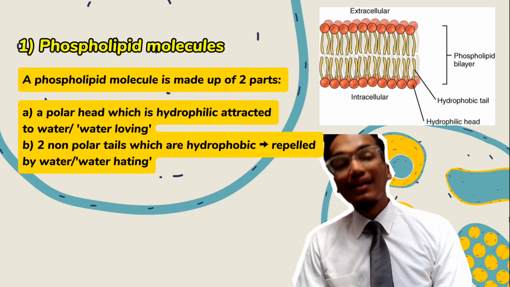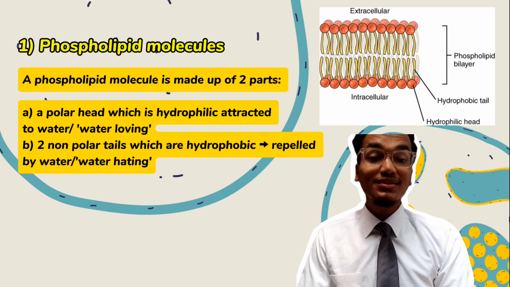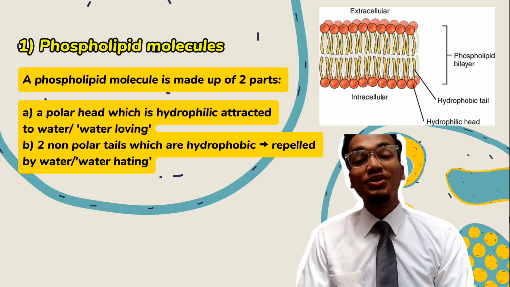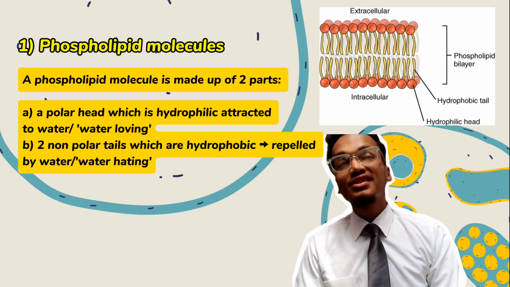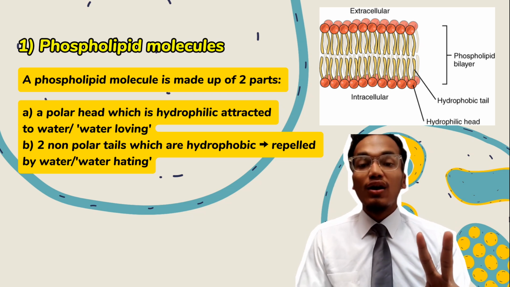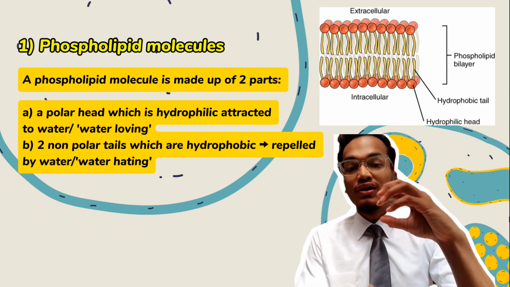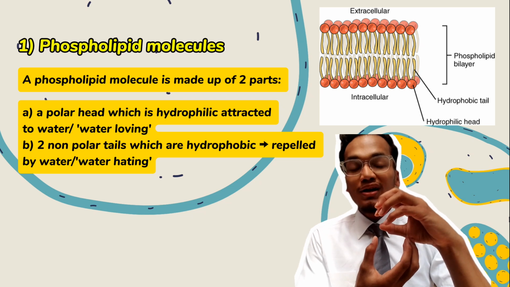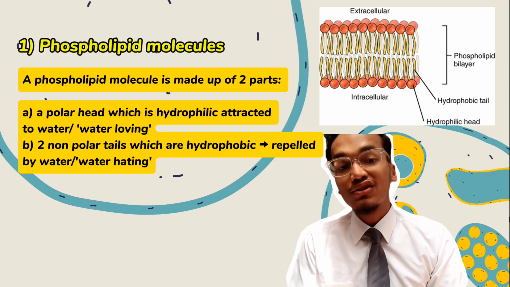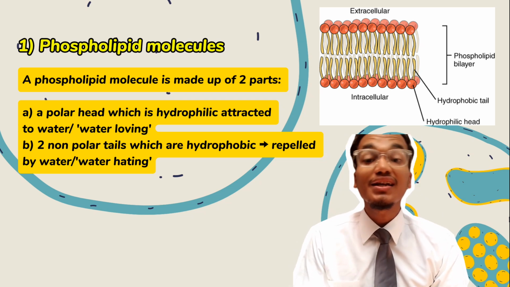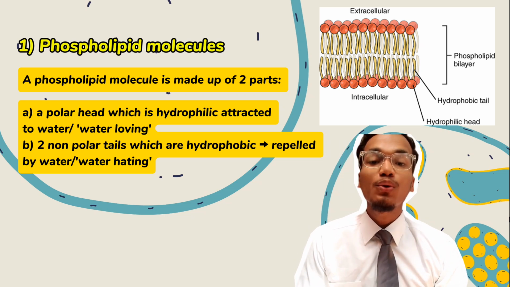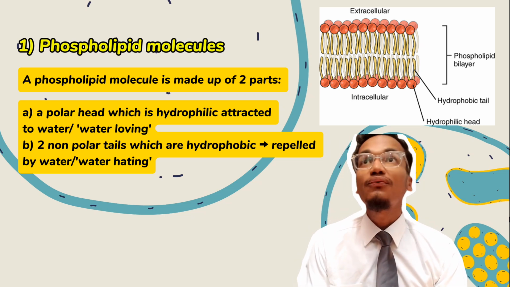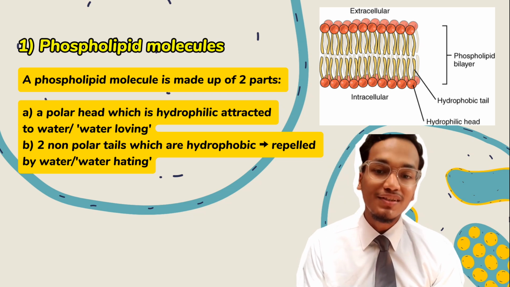So now guys, let's jump into the first structure of plasma membrane, which is a phospholipid molecule. A phospholipid molecule is made up of two parts, a polar head and also a non-polar tail. The polar head is hydrophilic, meaning it is attracted to water or water-loving. This part will interact well with the aqueous environment, both inside and also outside of the cells.